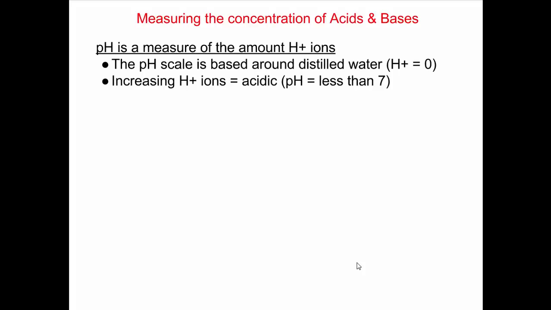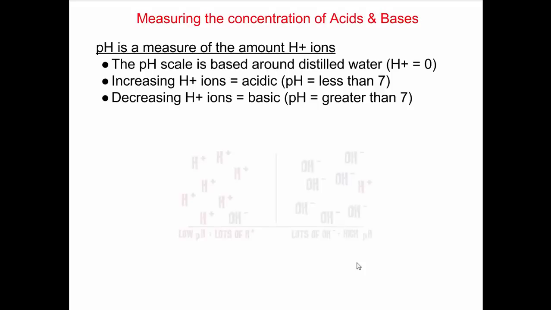So the more hydrogen ions you have, the more acidic something is, and that has a pH of less than 7. When you have less of those positive hydrogen ions, something is considered basic, and that has a pH of greater than 7.